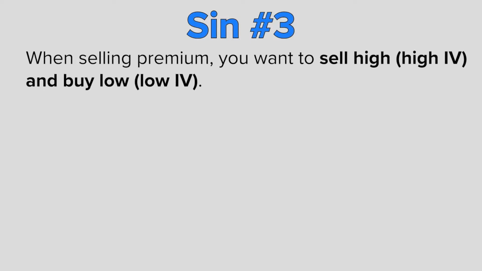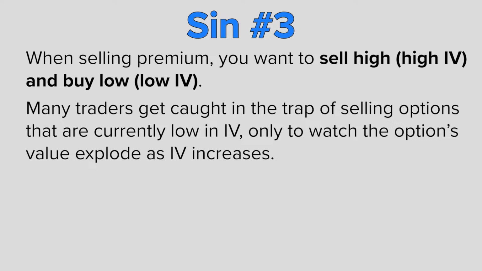Just as with a stock, you want to buy low and sell high, or sell high and buy low, the same goes for option volatility. When selling premium, you want to sell high, which is known as high IV or implied volatility, and buy low, or low IV, low implied volatility. Many traders get caught in the trap of selling options that currently have low implied volatility, only to watch the option's value explode as implied volatility increases.